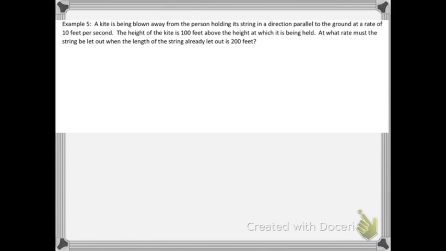So let's see what we have here. So we have some person holding a kite string, and the kite is being blown in a direction parallel to the ground. So the kite is being blown this way. And it says that the height of the kite is 100 feet above the height at which it's being held. And it's being blown in that direction at 10 feet per second.